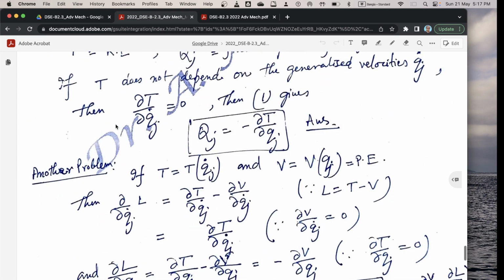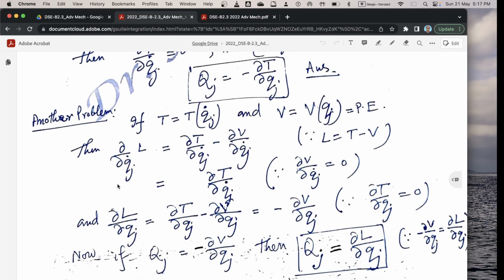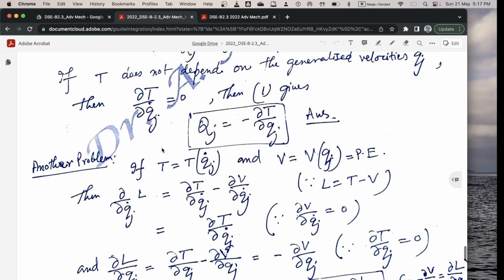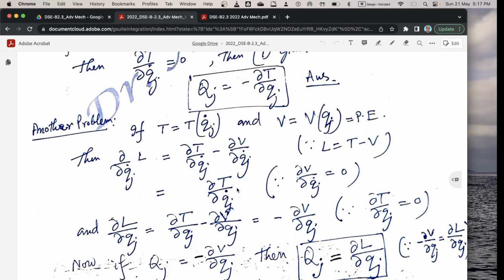Now another form of this question: if T is a function of Qj dot and V is a function of Qj, the potential energy, then del L by del Qj dot equals del T by del Qj dot minus del V by del Qj dot, because L equals T minus V, the Lagrangian. So del V by del Qj dot equals 0, because V is a function of Qj, not Qj dot.